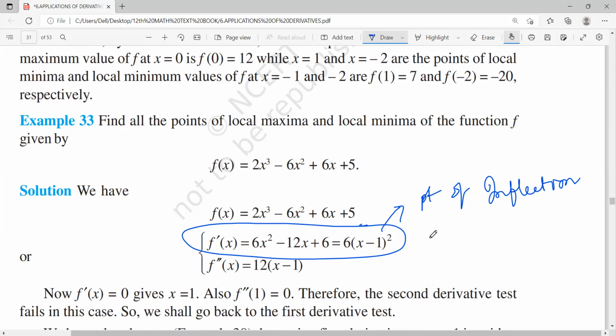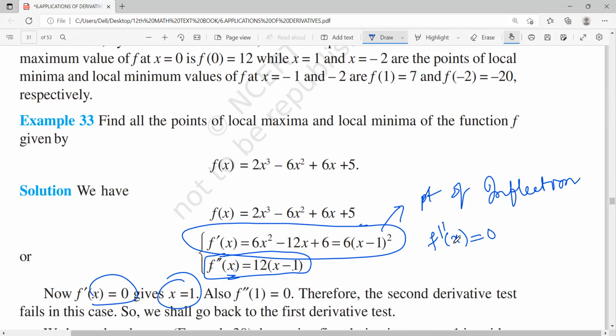But anyway, f dash of x is equal to 0, then x equal to 1. We'll do the second derivative test. If you do the second derivative test, what will happen? F double dash of x, at x equal to 1. X equal to 1 is a turning point. F double dash of 1 is what?